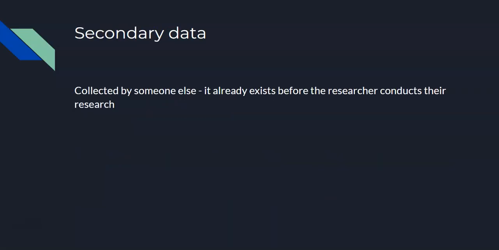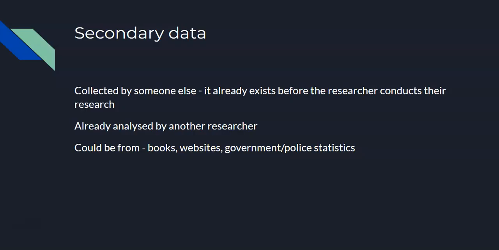Secondary data, on the other hand, is collected by someone else. It already exists before the researcher conducts their research. So the analysis has already been done by somebody else. Now this could be from a book, website, government, police statistics, anywhere where you're gathering data that someone else has collected.